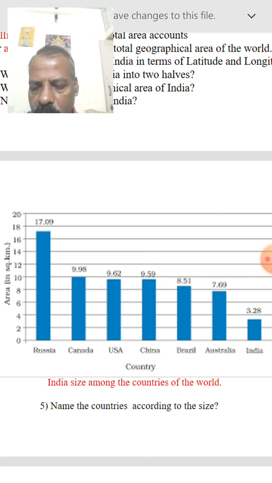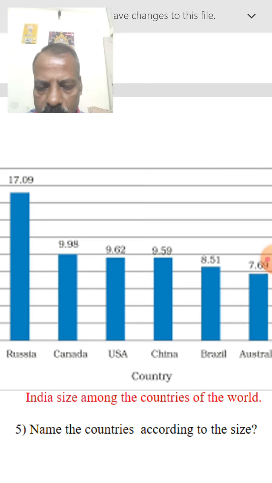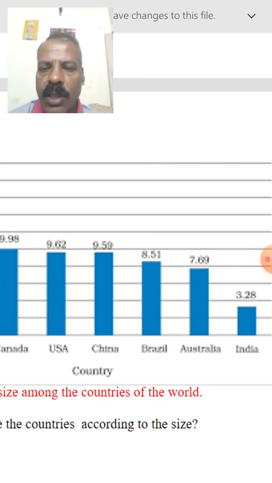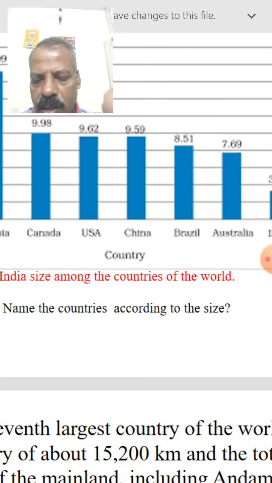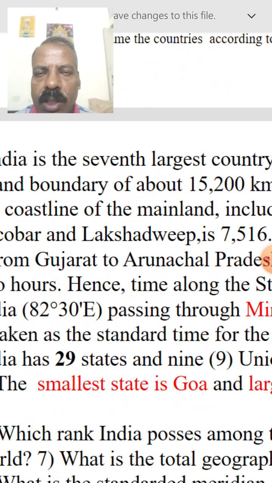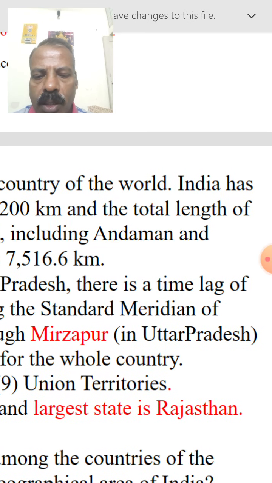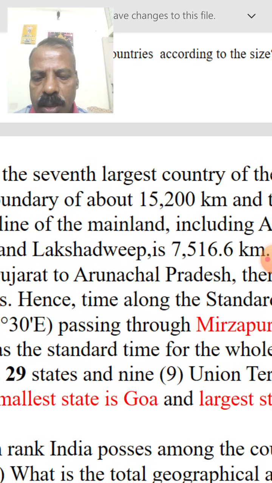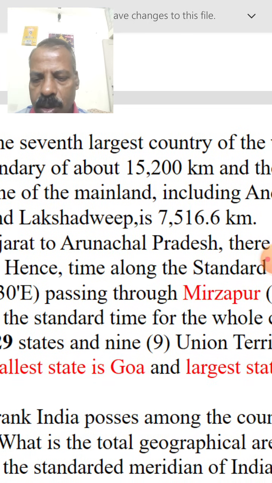Here it is clearly given: Russia, Canada, USA, China, Brazil, Australia and India. So India is the seventh largest country among the countries in the world. Next, the total length of the coastline of the mainland, including islands, is 7,516.6 kilometers, which comes under the coastal area.